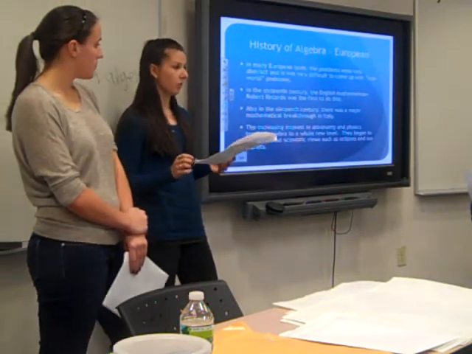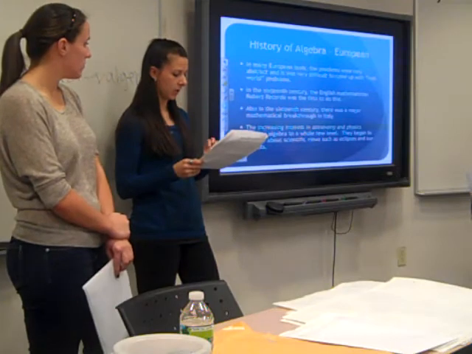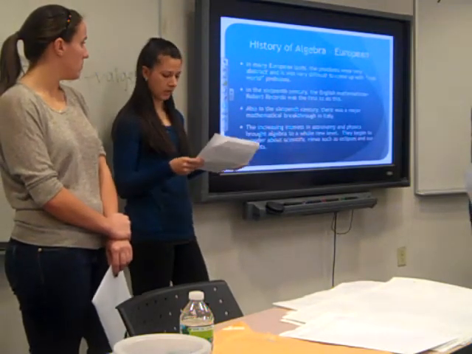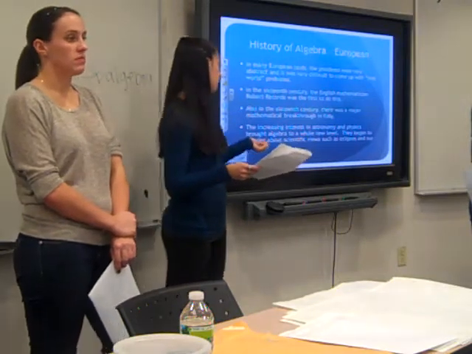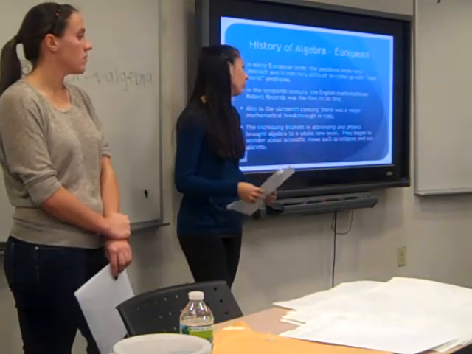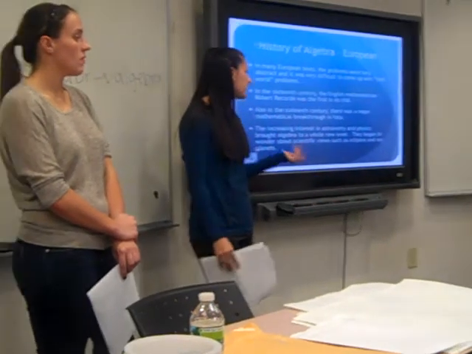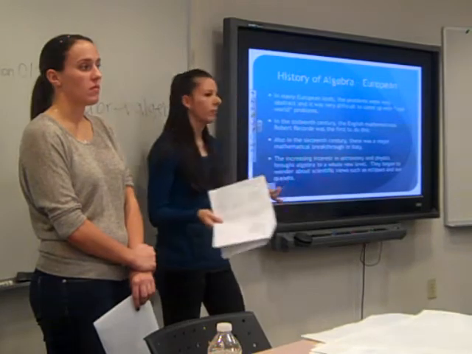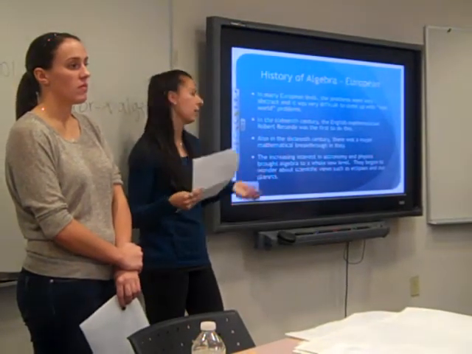And this led to a changing point in algebra in the 17th century, where mathematicians began to look at other topics instead of just finding the solution for the equations. The increasing interest in astronomy and physics brought algebra to a whole new level. They began to wonder about scientific views such as eclipses and our planets. So all of these discoveries pretty much influence how we look at algebra today.